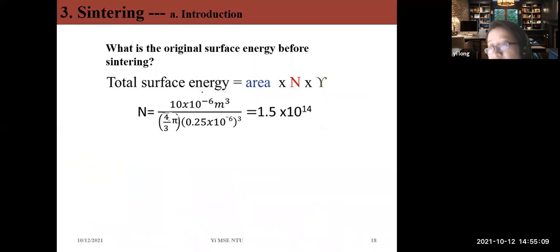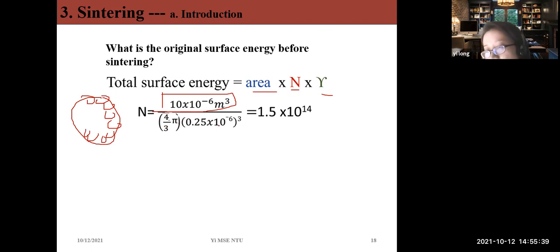Let's continue. First of all, let's start with the original surface area before sintering. We use the area for one particle, times n, times gamma. So how can we calculate n? Because we assume everything is per mole, this is the molar volume. We just divide by the volume of each particle, which is 4/3 pi R cubed.